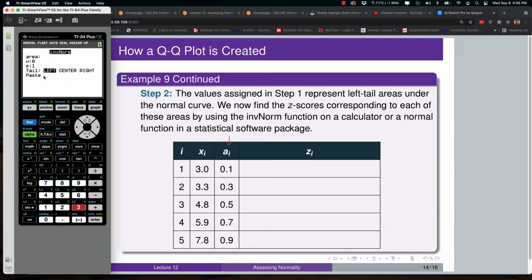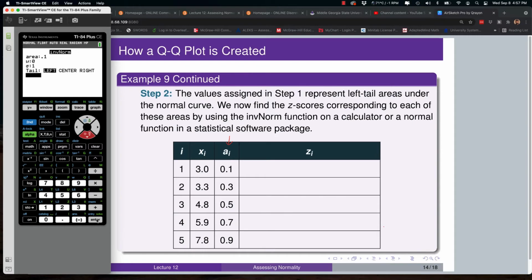Most of yours should be defaulted to doing area to the left. These proportions we have in the a sub i column are areas to the left of the z-score we want to find. It's just like the picture I drew a minute ago. It's the shaded area to the left. And so we just need to put the area in. So the first one we're putting in is 0.1. And then go down and paste that in there.